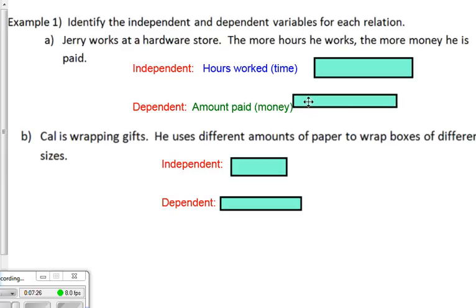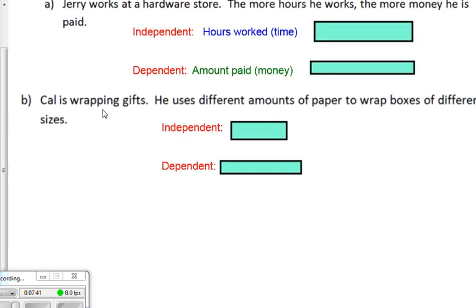The dependent variable is the amount paid. Okay, however much money he gets is dependent on how much time he works. So money is the dependent, time is the independent variable. Okay, let's look at another one.